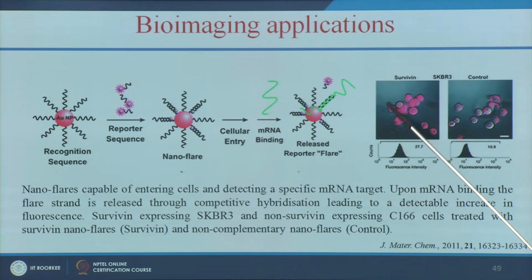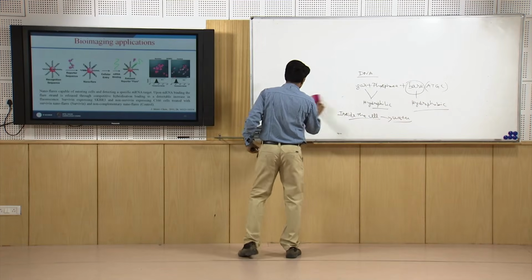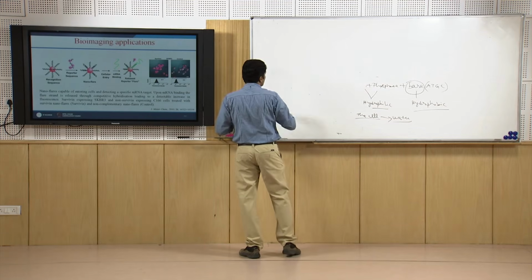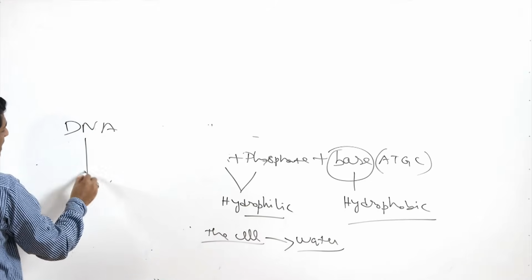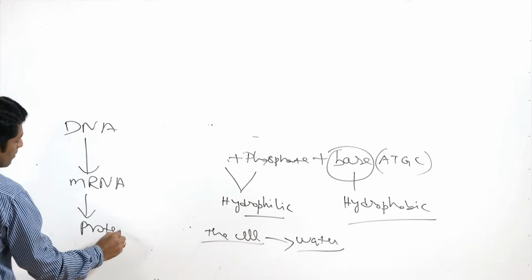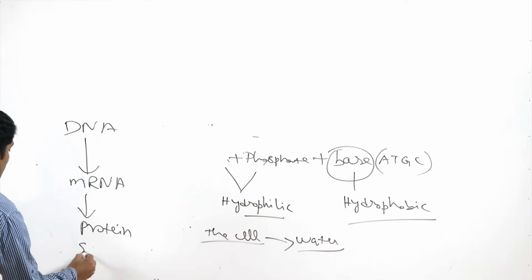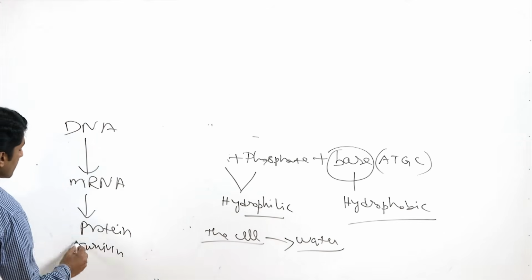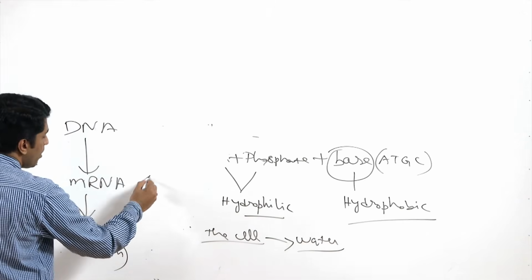So in this example, survivin is one of the anti-apoptotic proteins, that means this kind of protein is mostly expressed in the cancer cells. So when you target this kind of protein, it could be useful for cancer therapy. So how do you stop this? We can stop at the protein level, or we can stop at the mRNA level. From DNA we get the mRNA, and from the mRNA we get the protein. So in this example, we have to stop the survivin protein, so we can stop at the mRNA level.